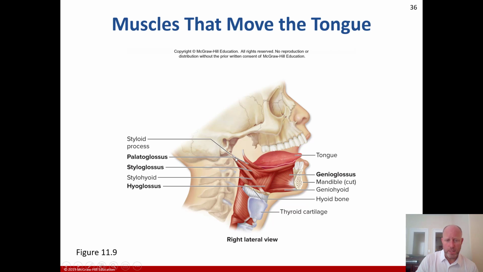Here's the styloid process, right here, and the palatoglossus, styloglossus, stylohyoid, the hyoglossus. Our thyroid cartilage is here. Remember, our thyroid plays a big role with metabolism. Our hyoid bone, this one here. The genioglossus, the mandible, and the geniohyoid.